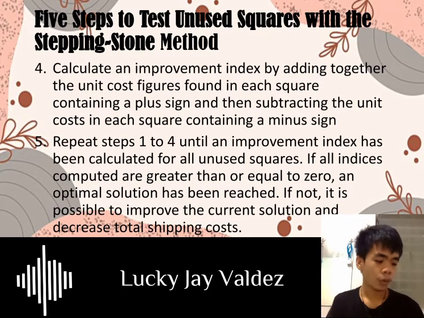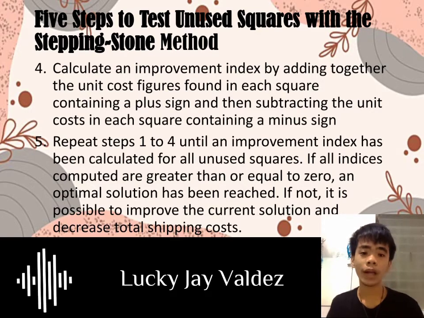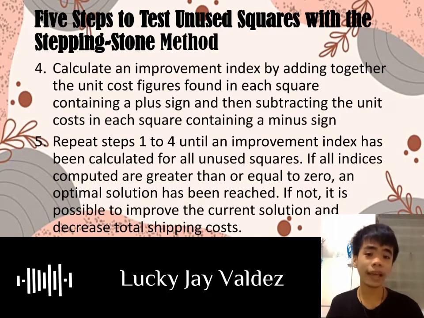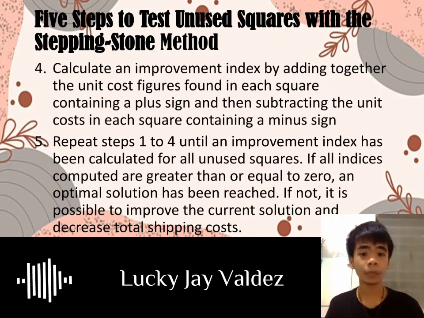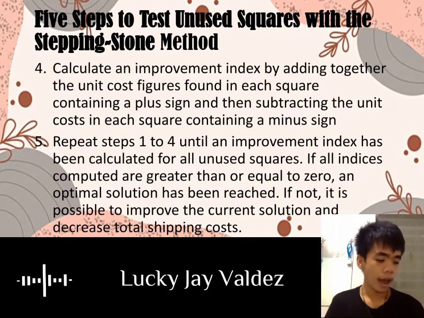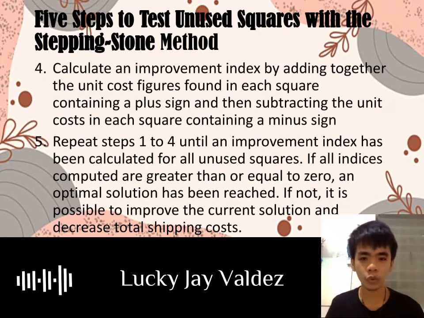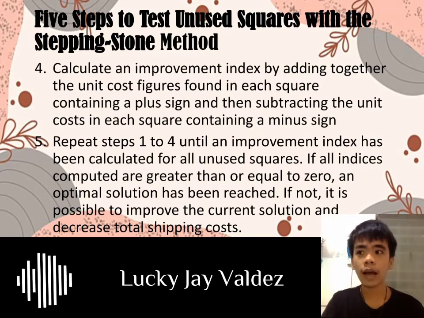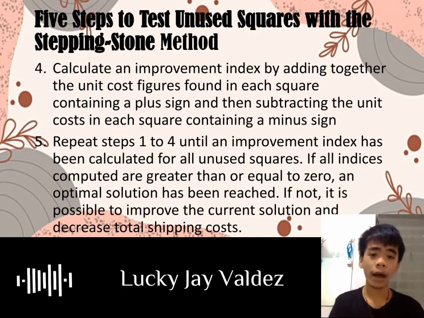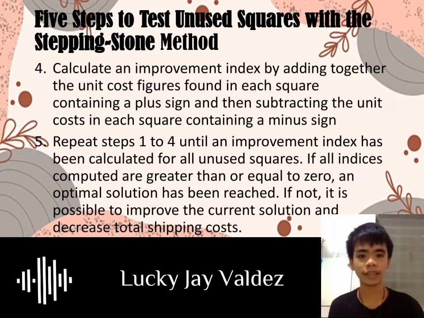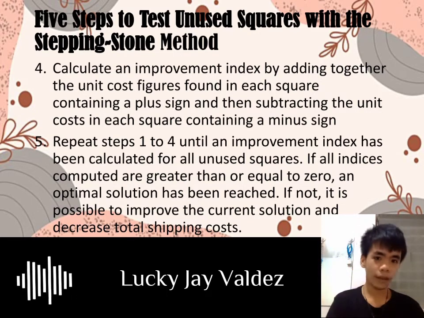step is we're going to repeat steps 1 to 4 until an improvement index. So, simulan ulit natin sa start hanggang balik natin sa step 4, para mahanap na natin yung improved index, kung nakalculate na natin yung improved index for all unused squares. So, it is possible na sa ating transportation table is hindi lang isa ang unused table. So, if meron pang iba, we're going to repeat this process again from step 1 to step 5.